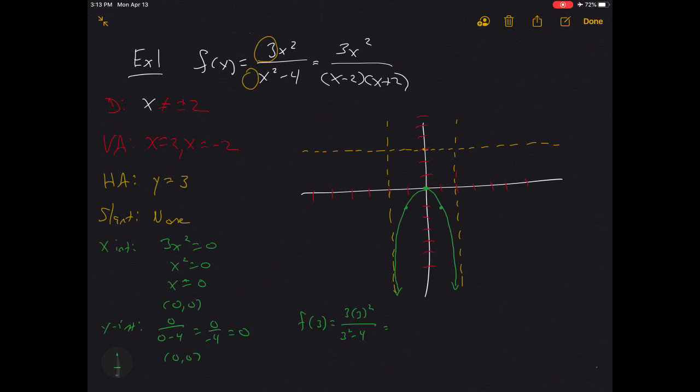So that's going to be on top, that's 3 times 9, which is 27. And on the bottom, we get 9 minus 4, which is 5. So 27 divided by 5 is about 5.4. I think if you plug that in your calculator, that's what you should get. So if x is 3, we're going to go right 3, and then we're going to go up 5.4 units. So 1, 2, 3, 4, 5.4 units, somewhere in that region right there.